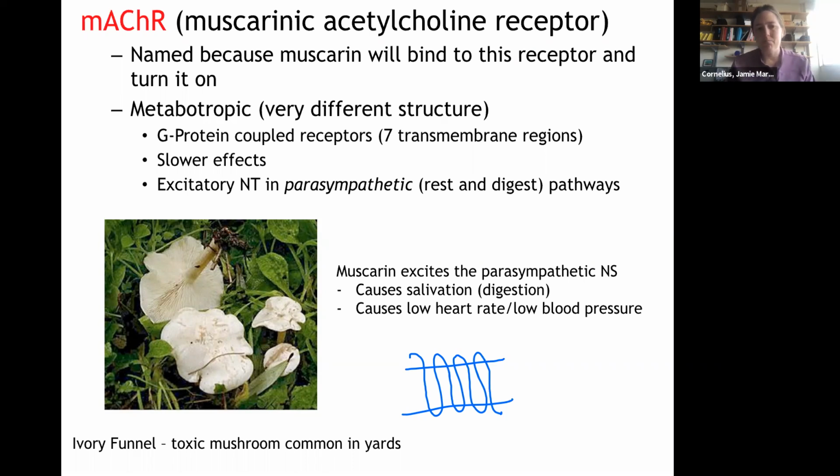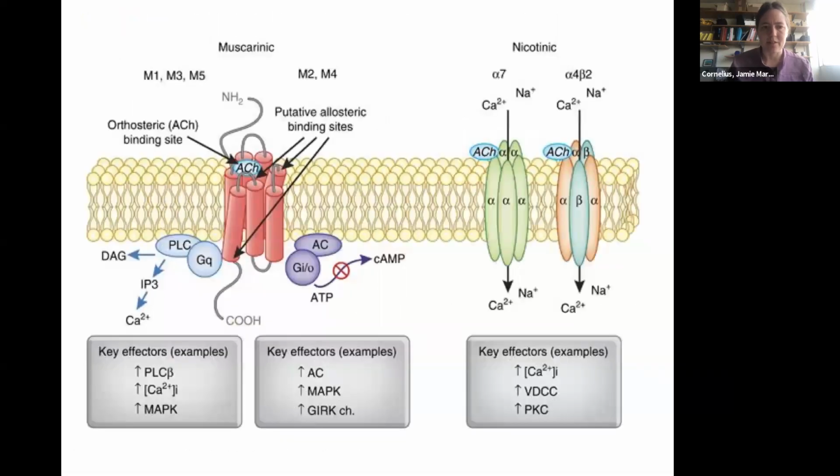Let's see. So this receptor, the muscarinic acetylcholine receptor, is excitatory for the parasympathetic pathways, so the rest and digest kinds of pathways. So if you treat somebody with muscarine, then it causes an increase in digestion, it causes lower heart rate and low blood pressure, and in fact, it can be used pharmaceutically to treat high blood pressure, but only in certain cases because it has widespread effects on the other parasympathetic processes like digestion.